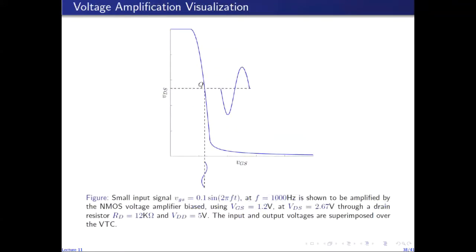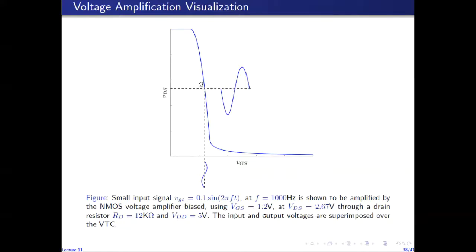Here in this slide, I visually show the amplification obtained from the common source NMOS voltage amplifier. I excite the amplifier with a sinusoidal source signal at a frequency of 1000 Hertz, having a peak value of 100 millivolts, and I bias the transistor with a gate to source voltage of 1.2 volts. This vertical dotted black line represents capital VGS of 1.2 volts, and this sinusoidal blue signal riding on top of it is the small VGS.